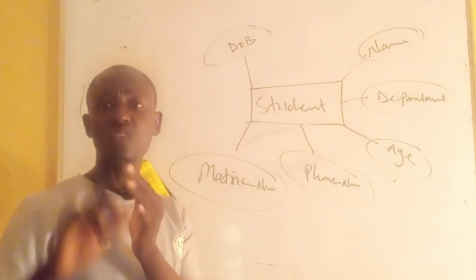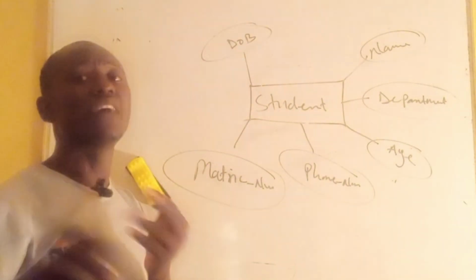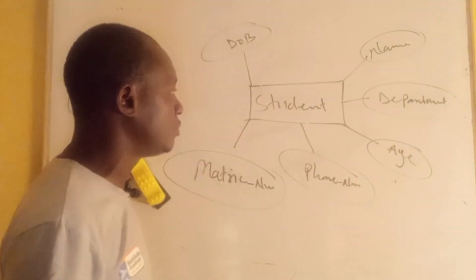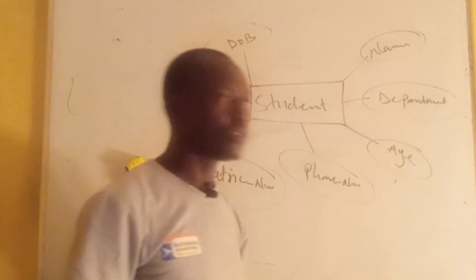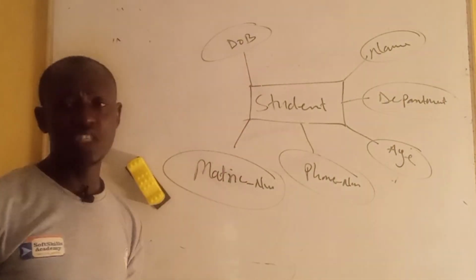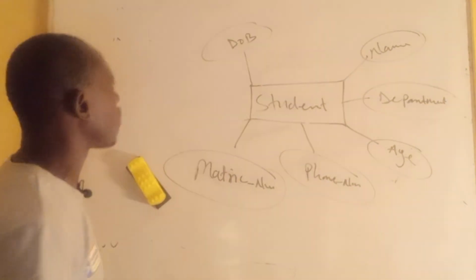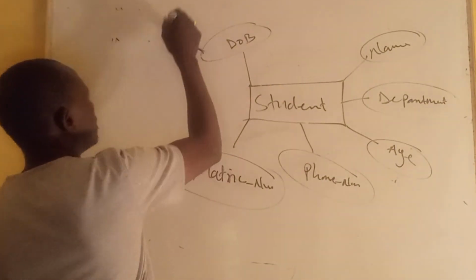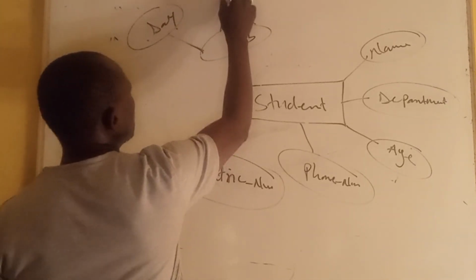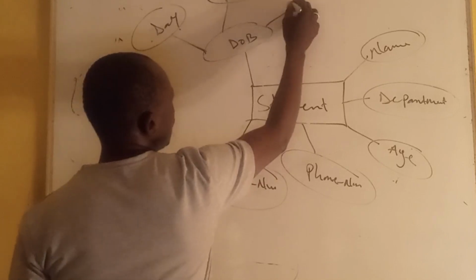The simple attributes are those attributes that cannot be further divided into some attributes. For instance, age. You cannot further divide age. But if we talk about DOB, that's date of birth, right? You can further divide this date of birth into day, you have month, you have year.